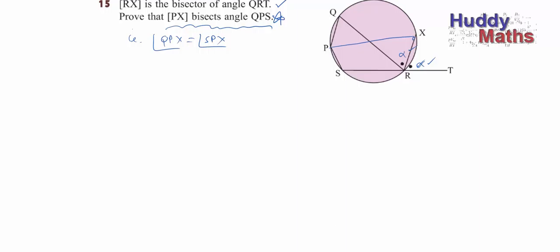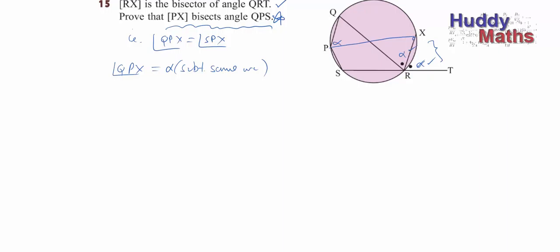All right, so let's get started. What's the only piece of given information directly? This angle is bisected. So let's use that. So what can we say? Angle QPX also equals alpha, subtended by the same arc. Okay, that's an alpha there.